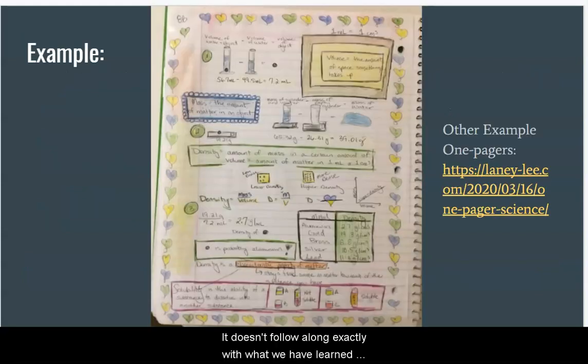It doesn't follow along exactly with what we have learned, but here's a basic measurement one where someone did mass and volume. The equation in the center here is that density is mass over volume, and it makes this little heart, M and V, which is where the border came from. And you can see that it's not taking up all of the space.